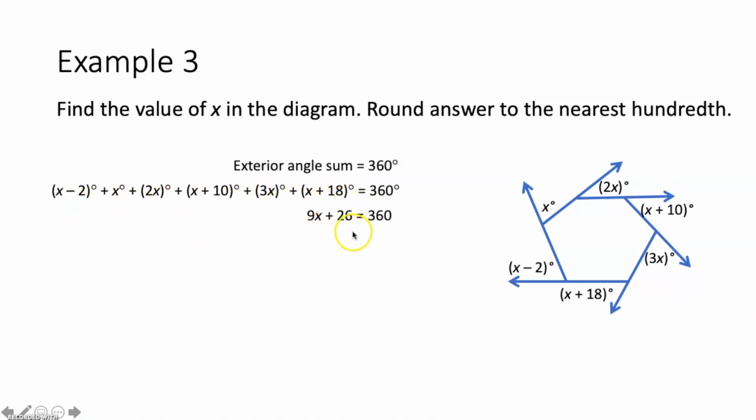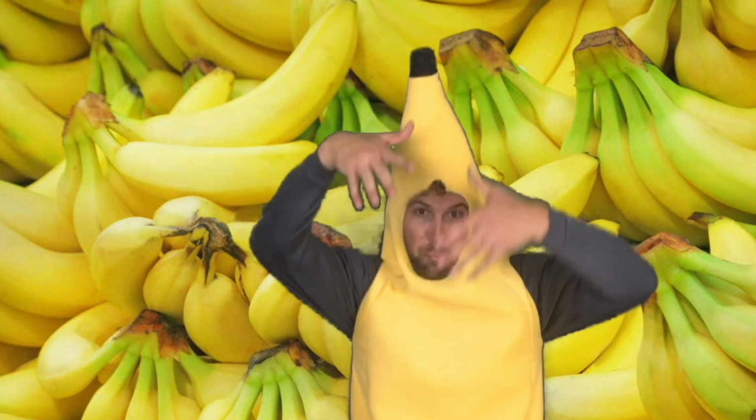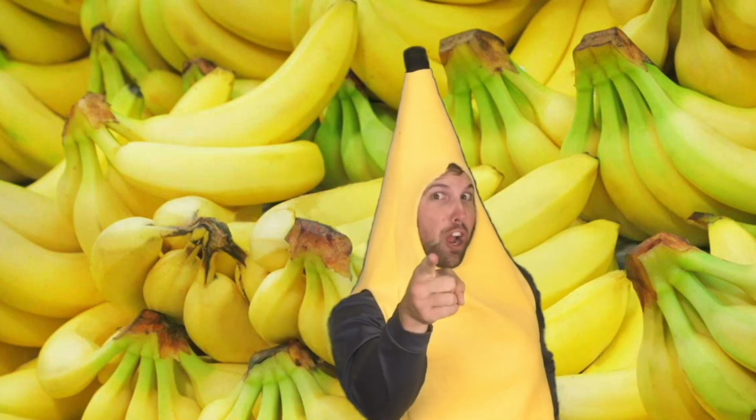I then solve for x by subtracting 26 on both sides, dividing both sides by 9, and I get x is equal to 37.11. Now again, we're rounding to the nearest hundredth, so make sure you know that's 2 decimal places. Gonna peel back the layers for you try.